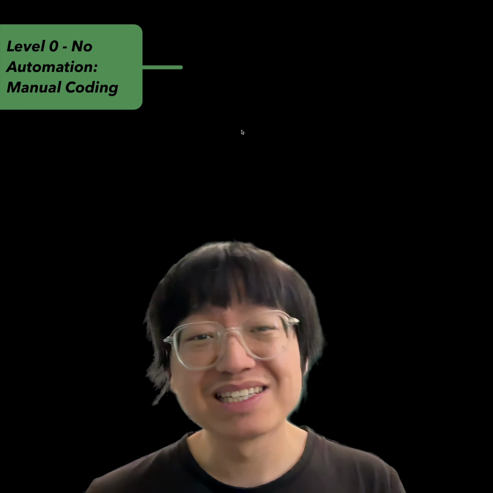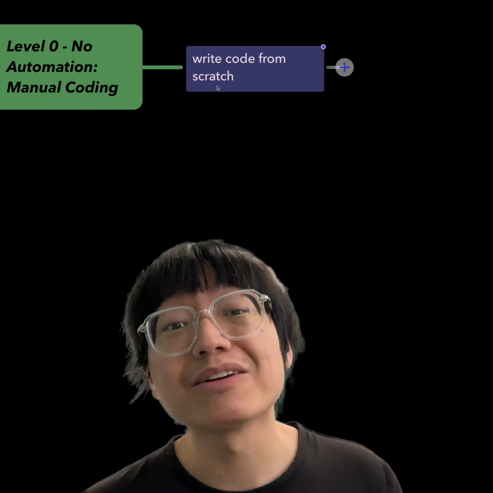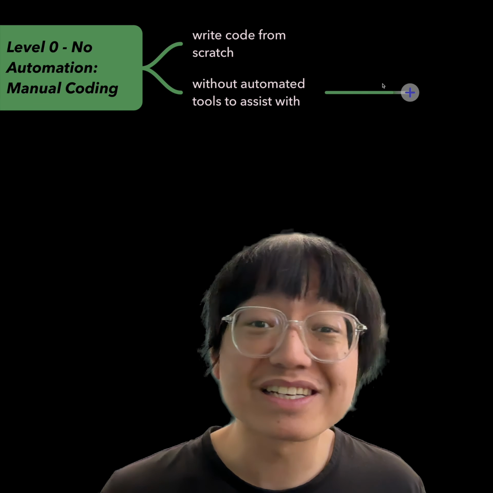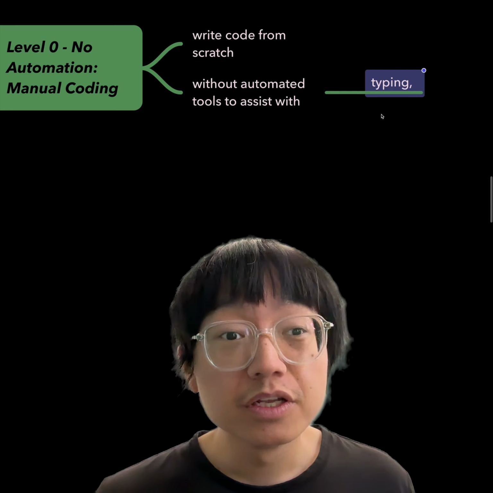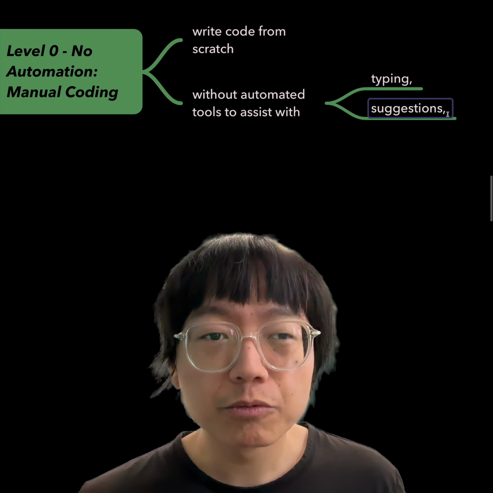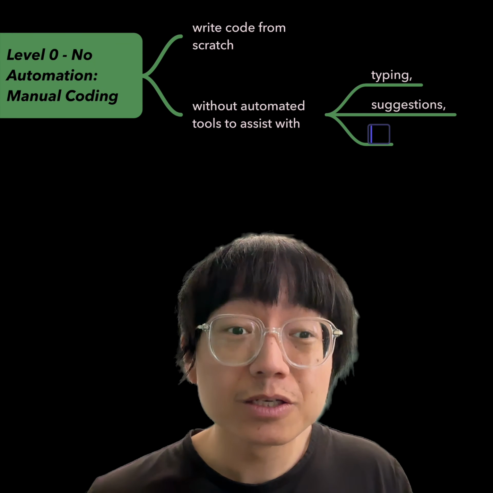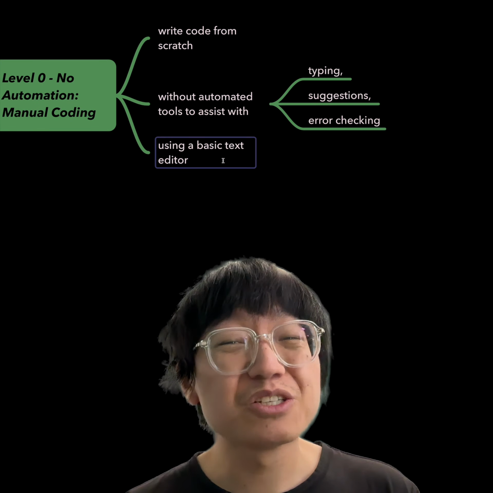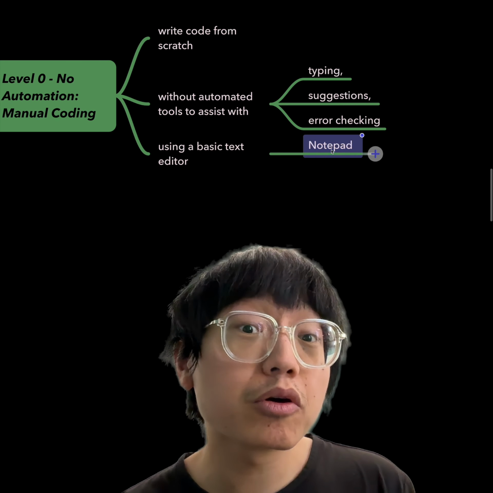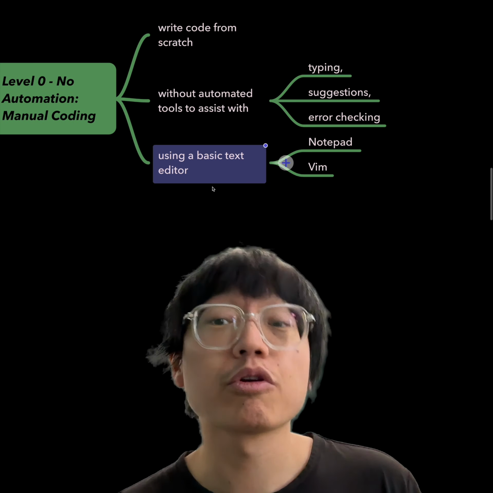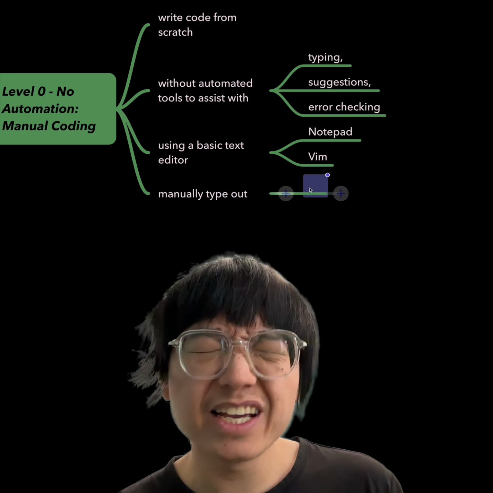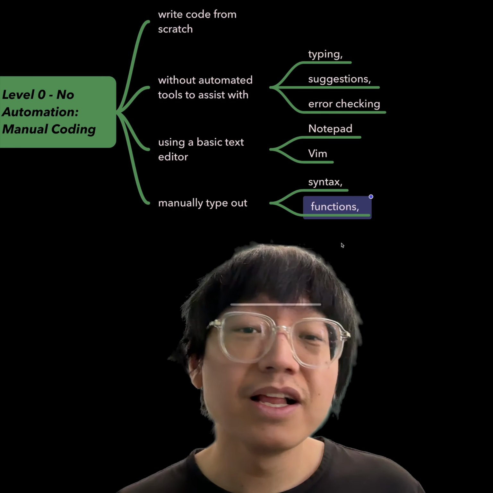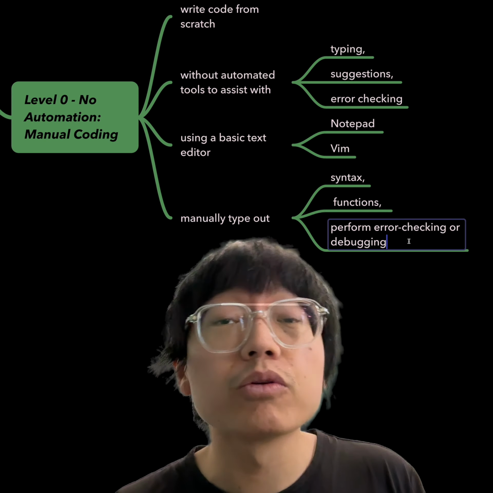The first level is level 0, which is no automation, manual coding. At this level, the software development process is entirely manual, just like driving without any assistance. The developer writes code from scratch without any automated tools to assist with typing, suggestion, or error checking. One example is a programmer using a basic text editor like Notepad or Vim to write Python or JavaScript code purely from their knowledge, without any support from the environment. They just manually type out the syntax and functions and perform the error checking or debugging on their own.